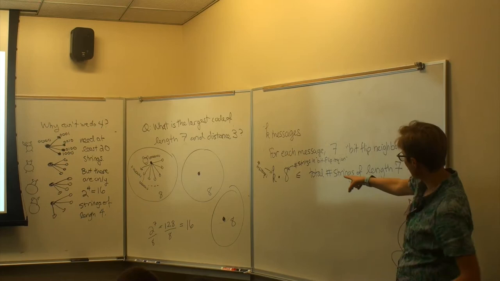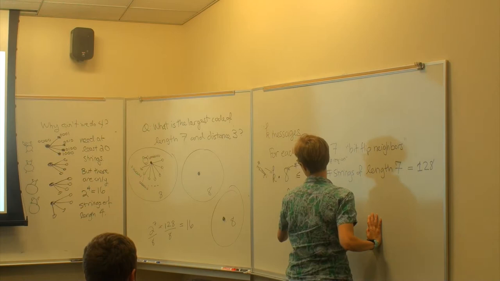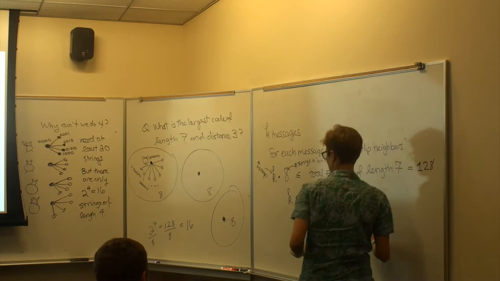So now let's do some algebra. I'm going to divide both sides by 8, and I get that k should be less than or equal to 128 divided by 8, which turns out to be equal to 16.